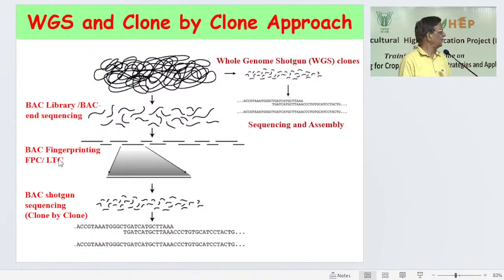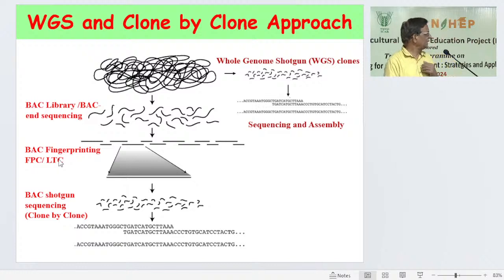At that time we were using the Sanger's method of sequencing, using capillary electrophoresis. That was automated sequencing, but each fragment has to be cloned. For sequencing, you need a template DNA, a primer, dNTPs and a polymerase, and you should be able to read the sequencing ladder.